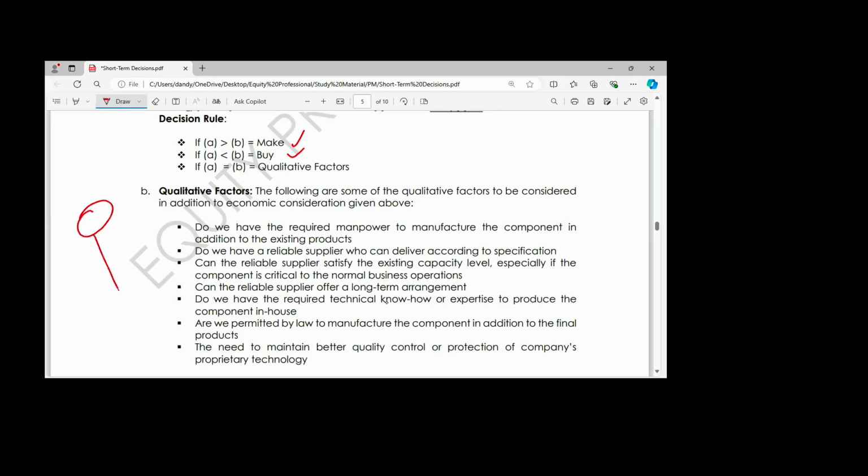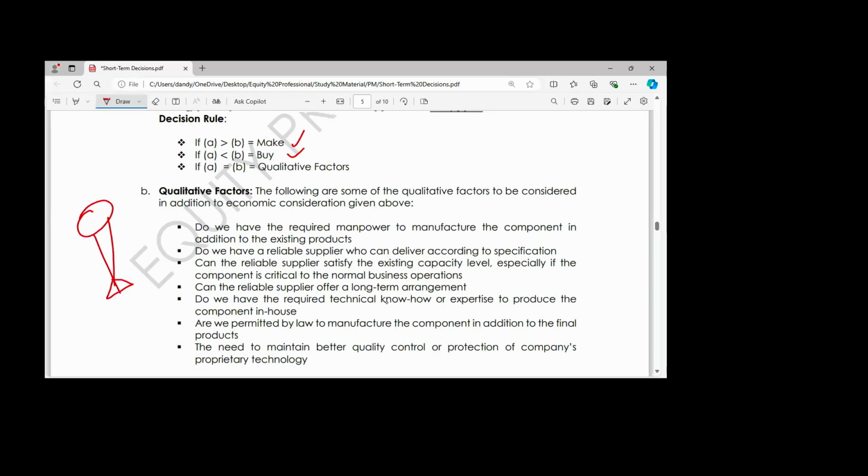You have a product that looks like this. Don't mind my drawing, just an example. Say you have a product that looks like this. This is the specification. Therefore, you need to ascertain if we have a reliable supplier who can deliver according to specification, the way you want it. Do you have a supplier that can deliver the way you want it? That's our specification. So that's another factor you need to consider if you are contracting it to an outside supplier.